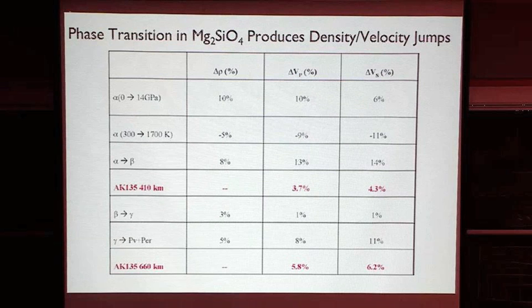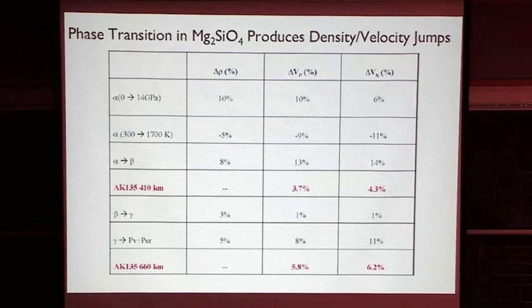And you have to consider these measurements are probably for the pure magnesium end member. You have to add iron into it and see how much that's going to affect the density and velocity jumps. And then you have other phases present, and you have to consider those. So those kind of data will help us test the different compositional models and establish what really are the causes for those observed seismic discontinuities.